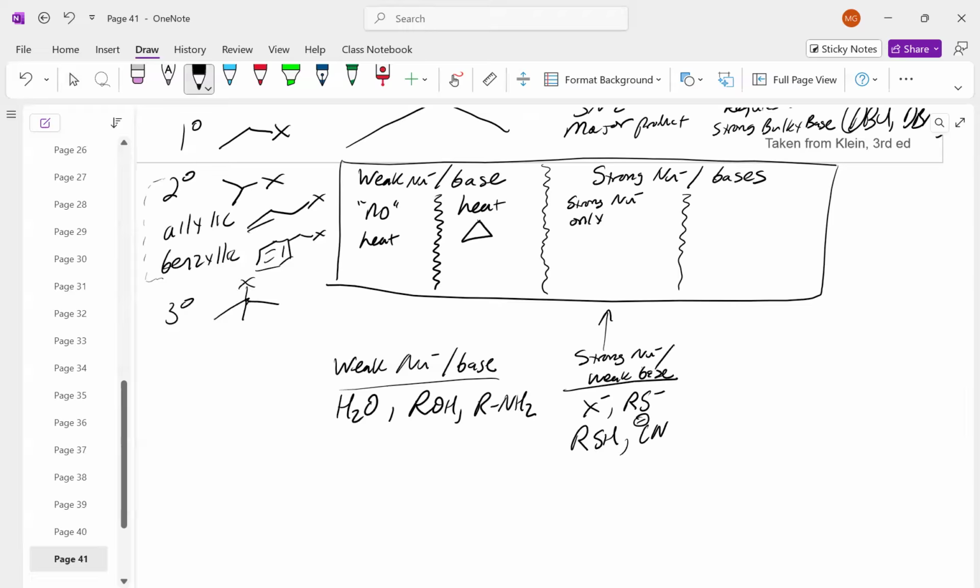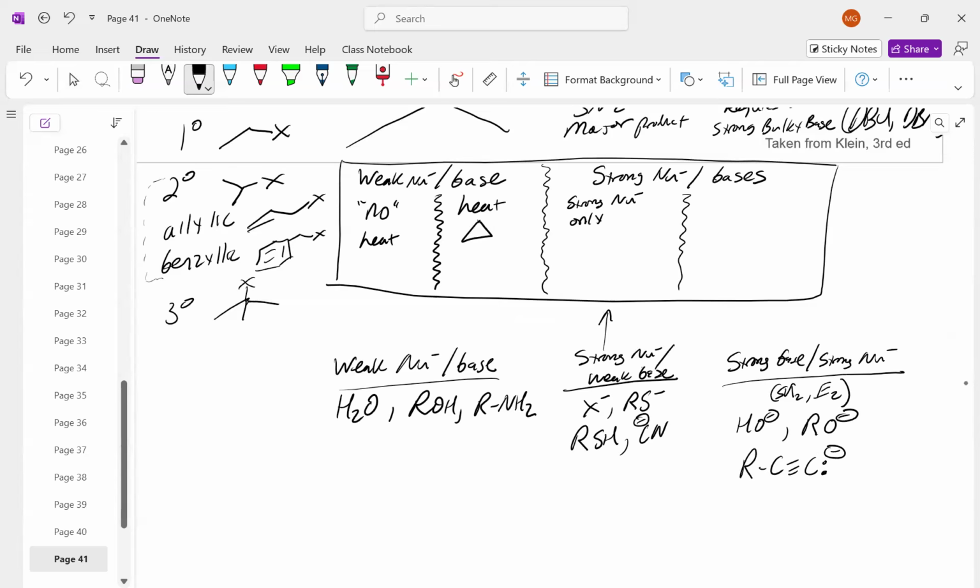Now, what about things that could go either way? Strong base, but also strong nucleophile. These could do both SN2 and E2. And what really governs it is the reaction conditions. These are things like hydroxide. Hydroxide's a great nucleophile, but it's also a very strong base. OR minus, great nucleophiles, strong bases as well. Or even, and I'll talk more about how we make these in another chapter, alkyne anions. Great nucleophiles, but they're also very strong bases.